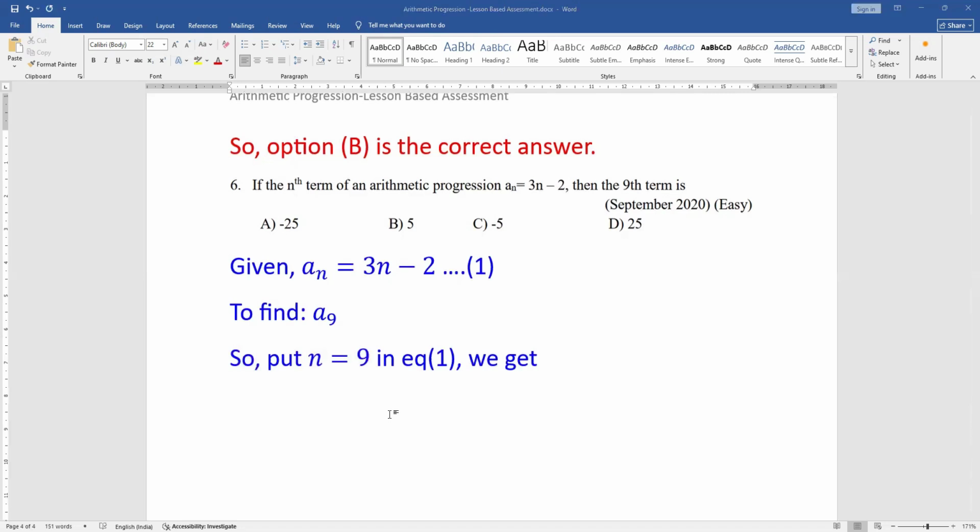So a9, let us write. I write the same form, just so that you understand. Here for a9, wherever there is n, I am replacing it with 9. Okay, so 3 9s are 27. As I told you, whenever you come across a bracket, it is about multiplication. So 3 9s are 27, 27 minus 2, which will be equal to 25.